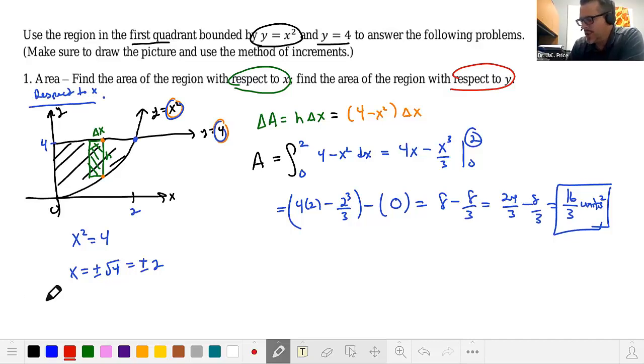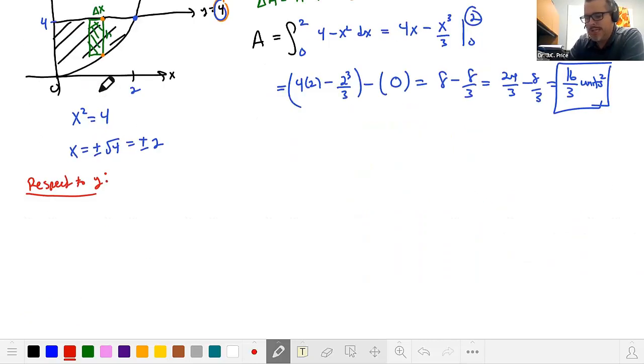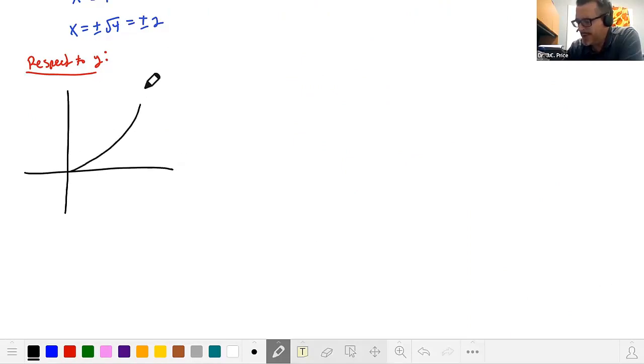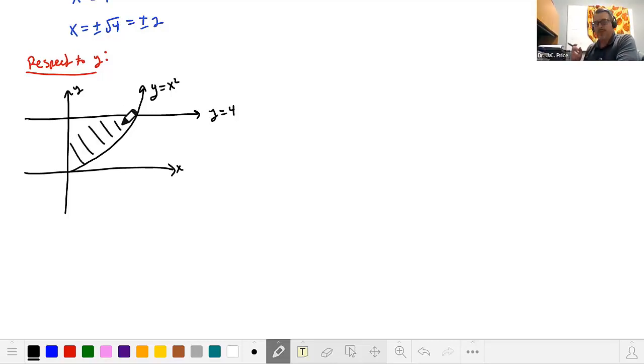Now, let's switch gears and do the same thing, but let's do it with respect to y. And so how do you do it with respect to y? Well, we're just going to draw the same picture here. We might as well get used to this because we're going to draw this picture on every single one. It's just y equals x squared. So there's my x-axis and my y-axis. And then I just have this y equals 4. And I'm trying to find that area, which I now know is 16 over 3 units squared.